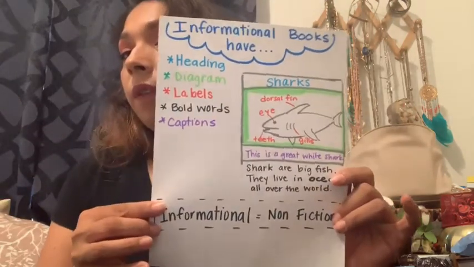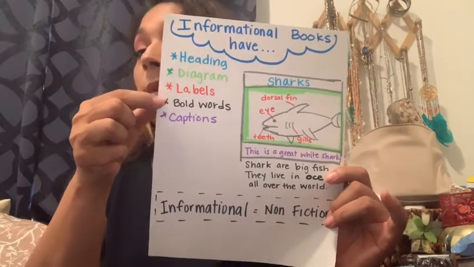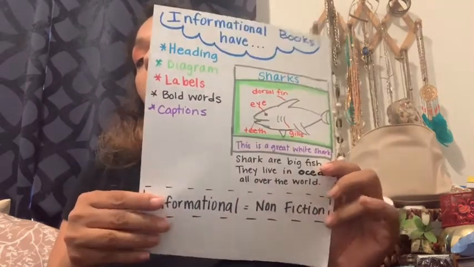So please remember this week as you're reading informational books, and we've been reading them for a while now, to look at the different elements and to try to figure out what the book is about. And usually the title gives you a pretty good indication about what you're going to be reading. I want you to really look at the diagrams, because all the headings in the diagrams, they give you a lot more information than if you're just reading the text. So here it is, informational books. They have headings, diagrams, labels, bold words, captions. And informational just is another word for nonfiction. So enjoy reading nonfiction books.